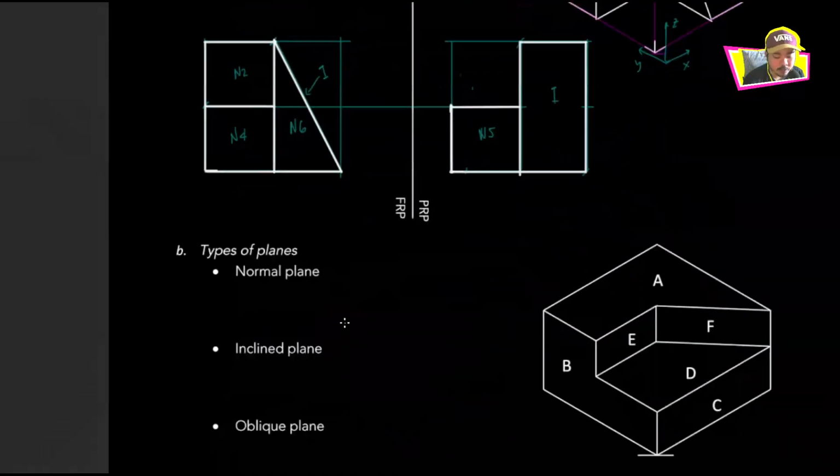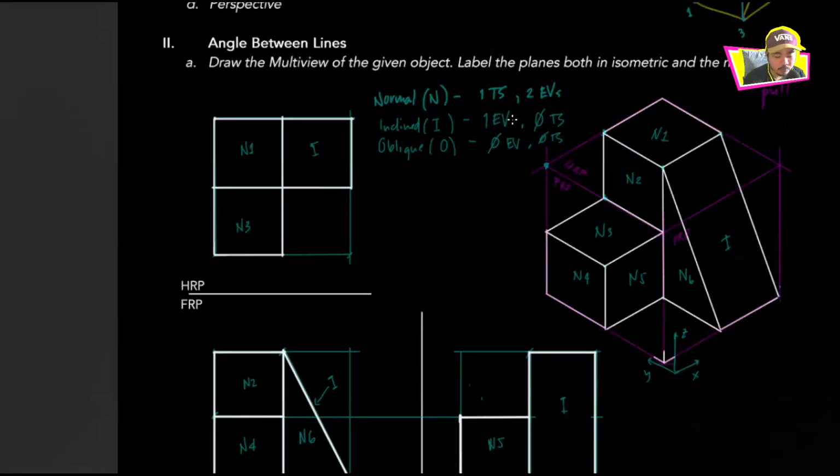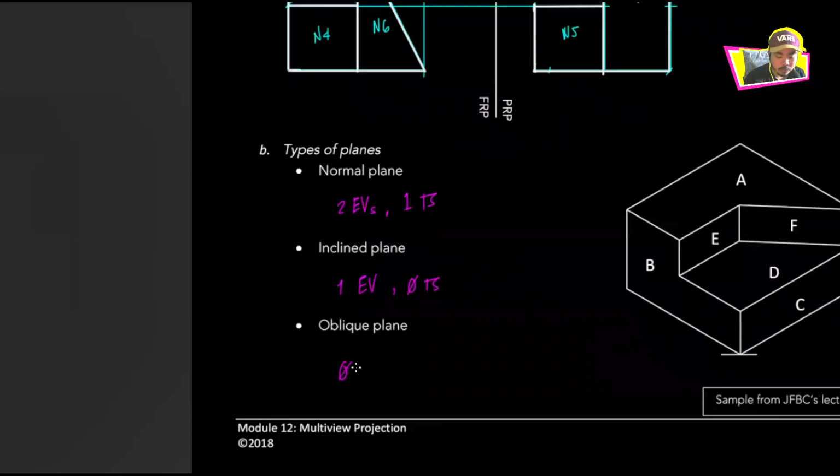Ito, na-discuss na pala natin itong 3 na to. Normal, inclined, and oblique. Siguro transfer na lang natin to. Okay. Oblique na lang natin. So normal, again, is when we have 2 edge views, 1 true size. Ito, we have 1 edge view, 0 true size. Ito, 0 edge views, and 0 true size.